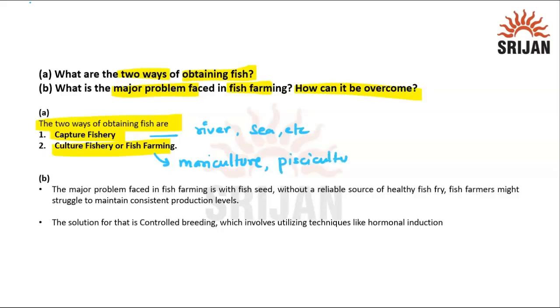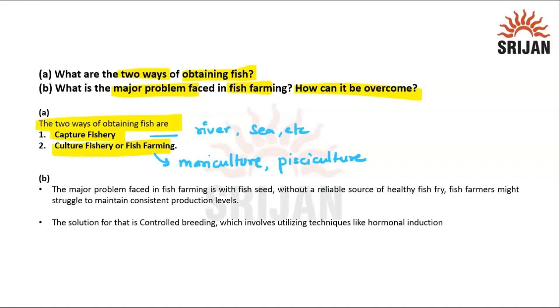Okay, and at the end, as I said, you are trying to culture the fish. You are not trying to capture it, you are trying to culture it so that there will be no decline of the number, and also its availability. Okay, so these are the two ways of obtaining the fishes.